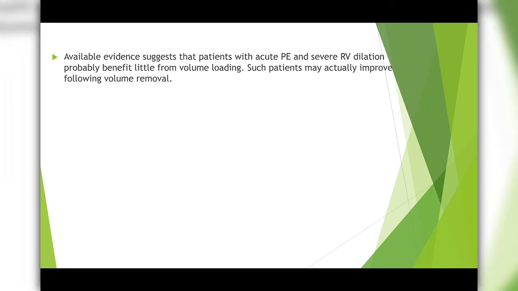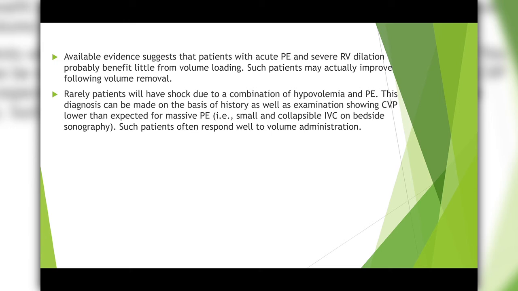Available evidence suggests patients with acute PE and severe RV dilatation probably do not benefit from volume loading. They actually improve with volume removal. Rarely, patients will have a combination of hypovolemia and acute PE. Identification of hypovolemia is crucial, based on history, clinical exam, and bedside ultrasound. They respond well to volume administration.